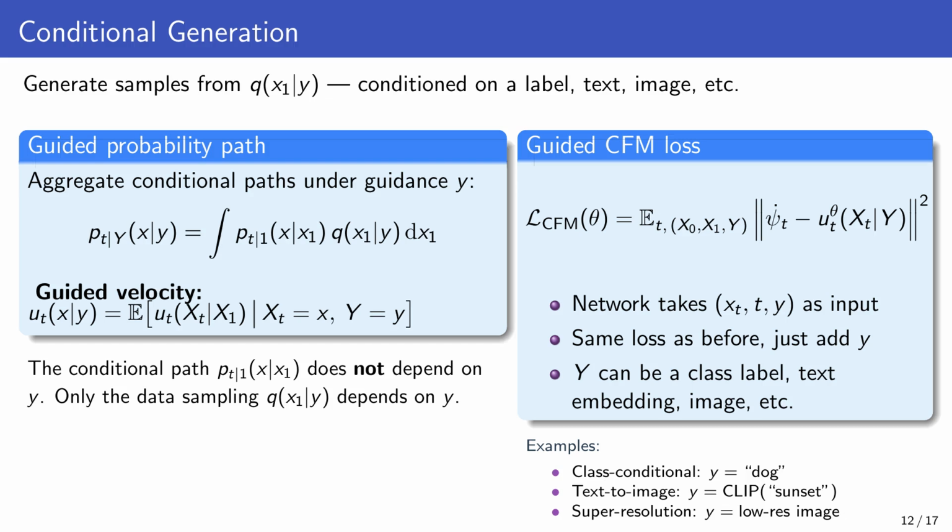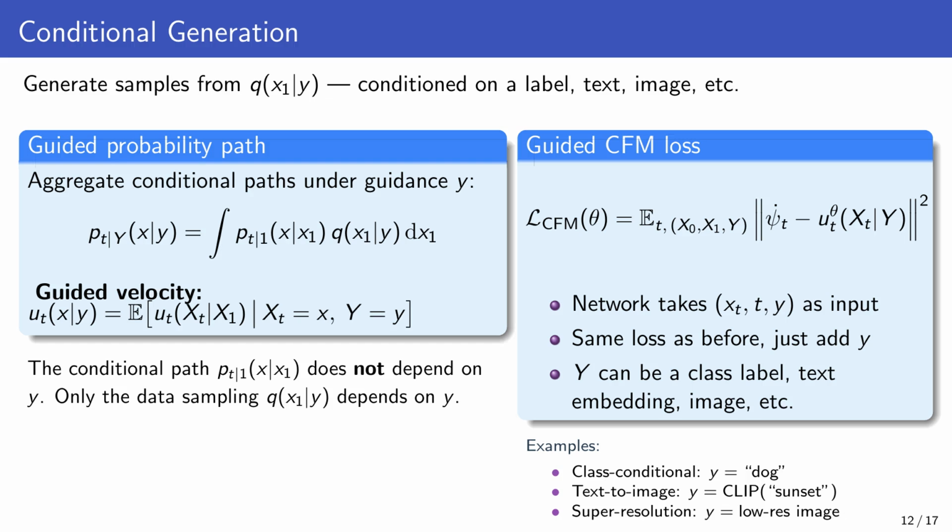The flow matching framework extends naturally to conditional generation. The key idea is simple. Instead of sampling data points x1 uniformly from the full data distribution Q, we sample them from the conditional distribution Q of x1 given y. Everything else stays the same. The conditional path pt given x1 does not depend on the guidance variable y. Only the mixture weights change.